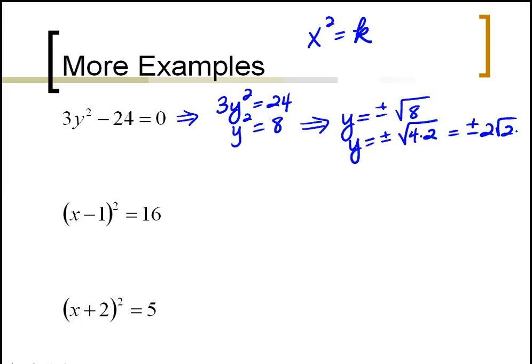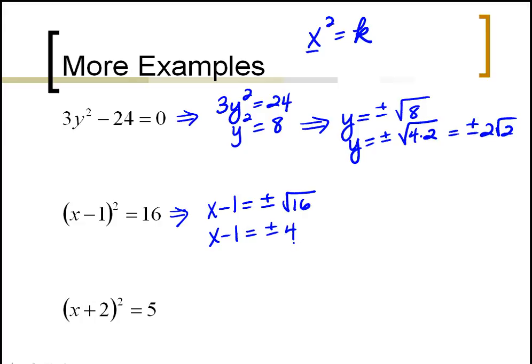Now (x minus 1) squared is equal to 16. It looks different in the sense that we have a binomial that's representing our x, but it's still of the form where the something squared is on a side by itself. So we can still apply the square root property. And whenever we apply the square root property, we remove the square on the left. So that leaves x minus 1 is equal to plus or minus the square root of 16. So x minus 1 is equal to plus or minus 4.